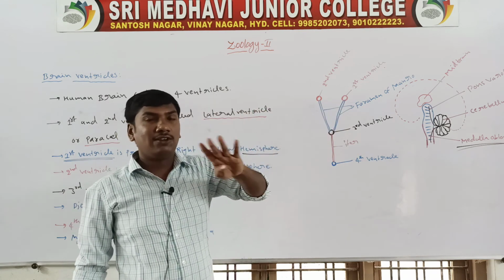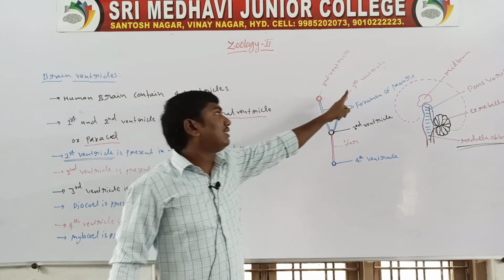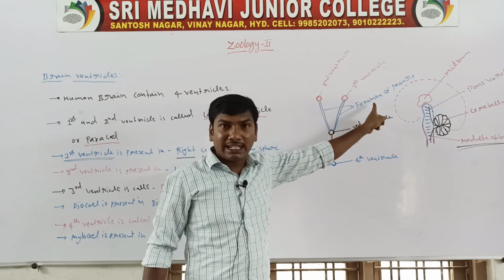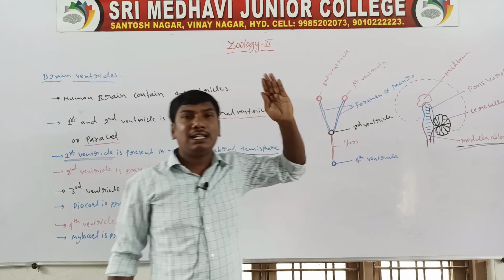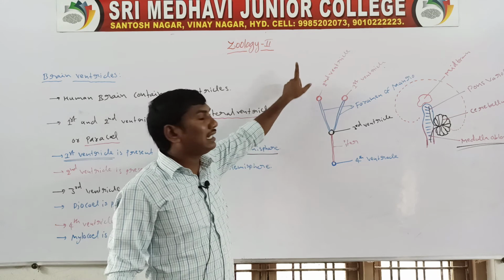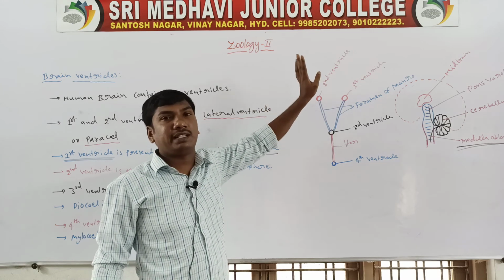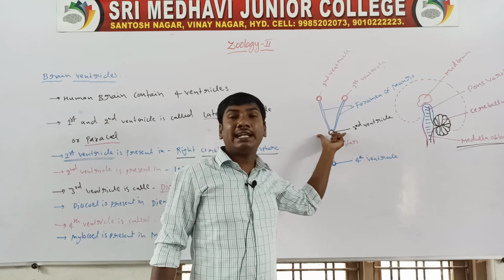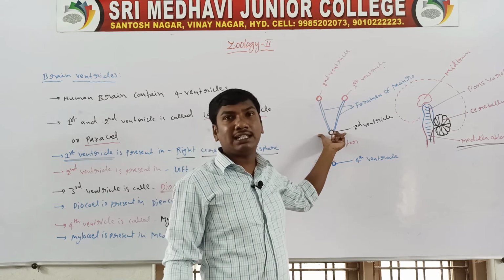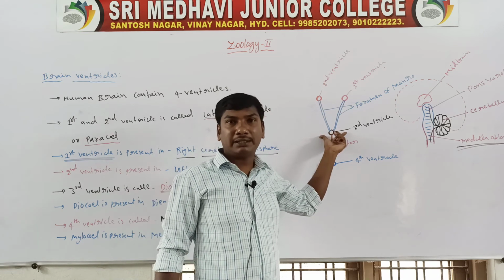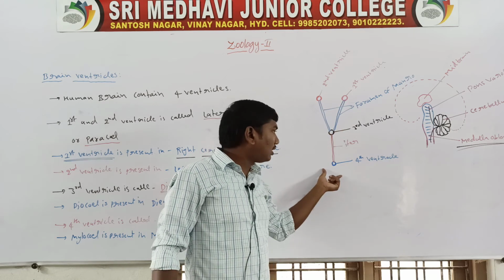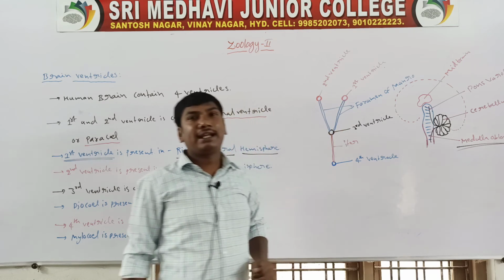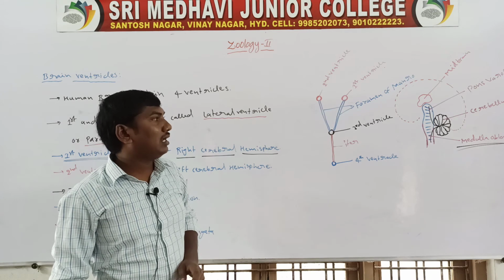The first ventricle is presenting on the right cerebral hemisphere. The second ventricle is presenting on the left cerebral hemisphere. The third ventricle is presenting on the diencephalon. The fourth ventricle is presenting on the medulla oblongata.